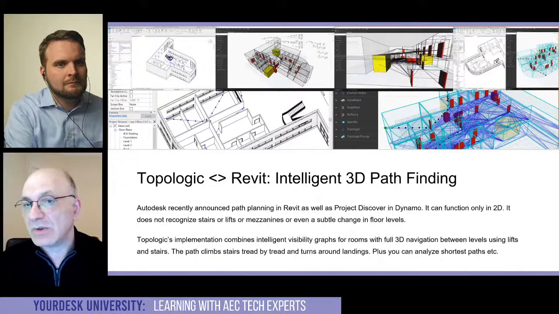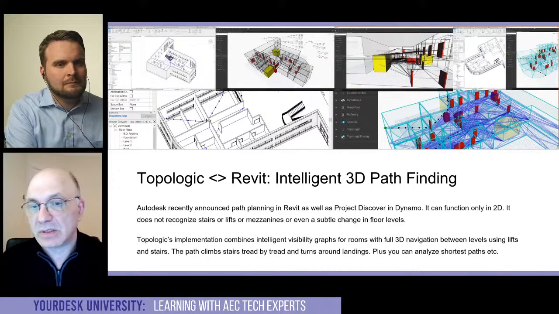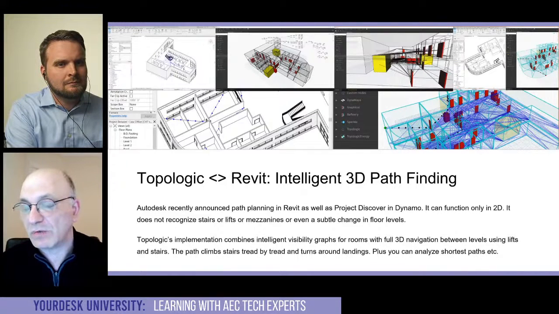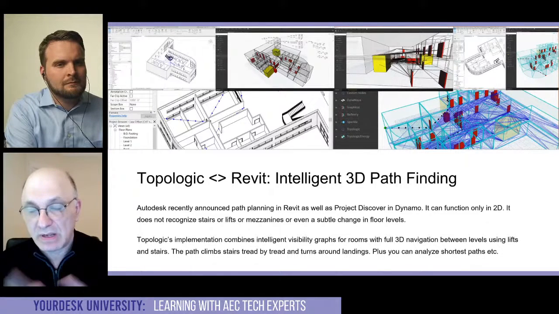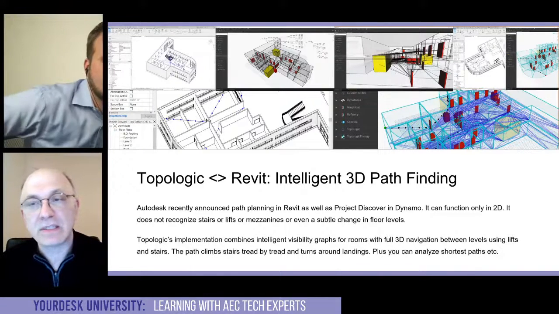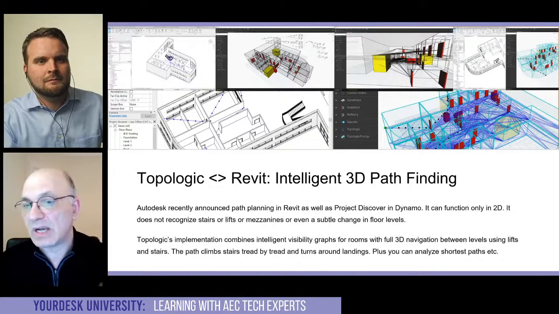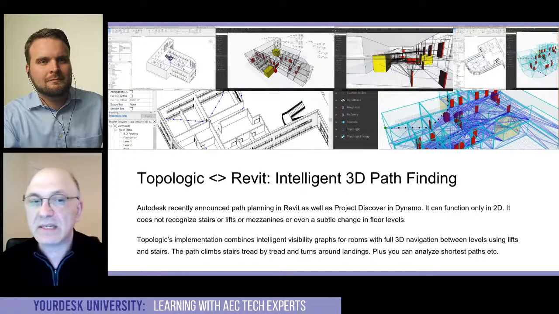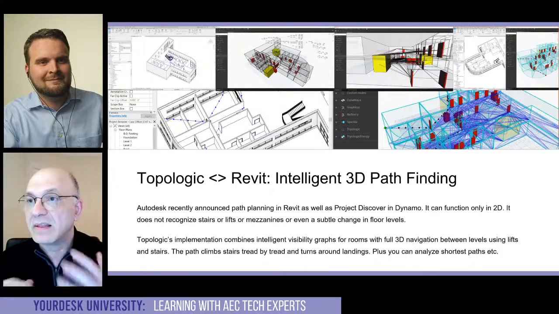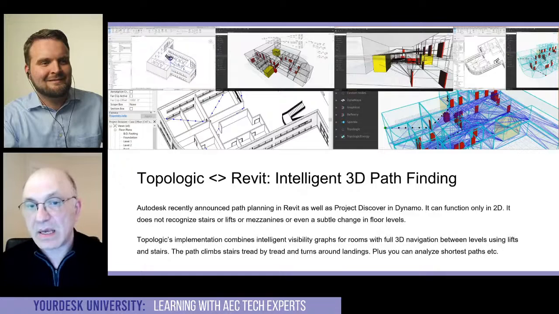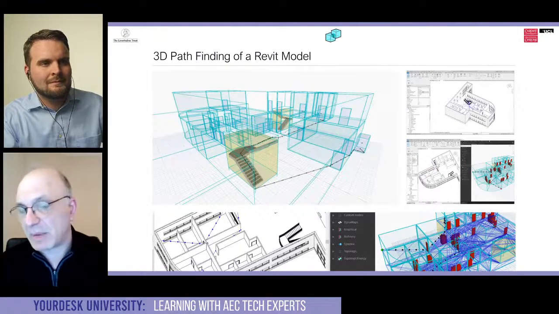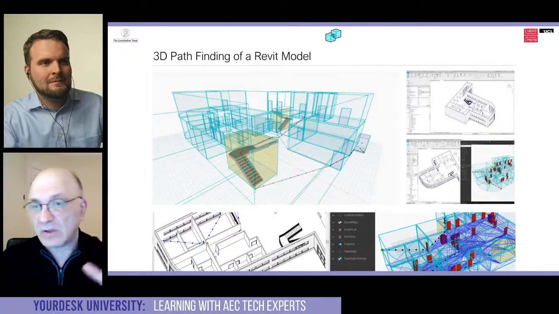This one was because I saw that Revit had done intelligent 3D pathfinding, but they limited it only to one floor. They cannot handle stairs and lifts, or elevators. So I went ahead and took a Revit model, put it in Topologic, and I used some plugins for visibility graphs and combined it with our graph. And then we were able to create a fully 3D, it can even climb up the stairs, fully 3D, shortest path between any two rooms. And that all is derived from it.